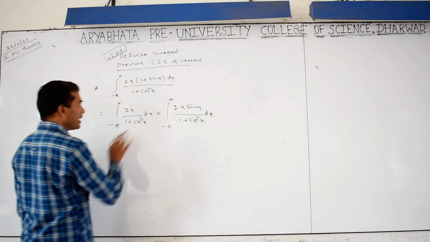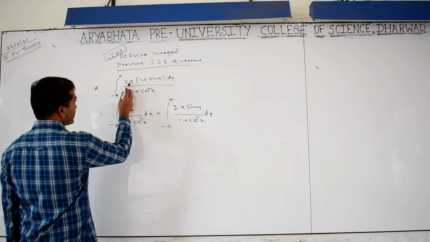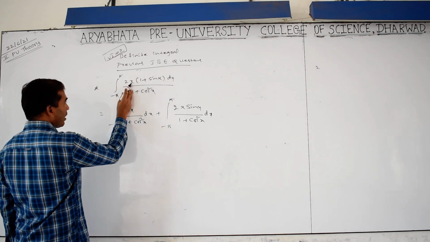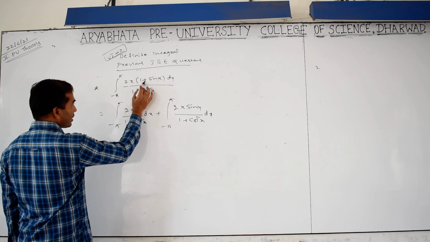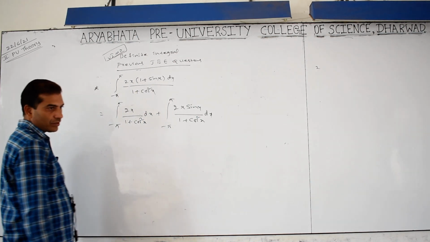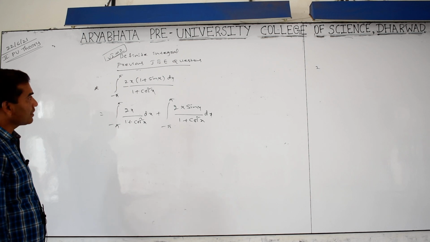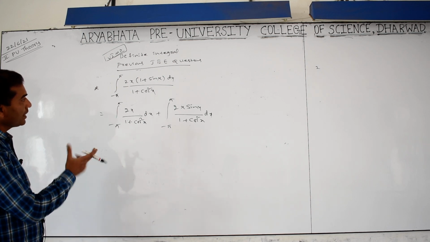Why have I made it like this? If you check directly whether it is even or odd, you may get neither even nor odd. Why? Because sin of −x is −sin x, so you can't get it in the form of f(x) or −f(x). So while splitting we'll get it.